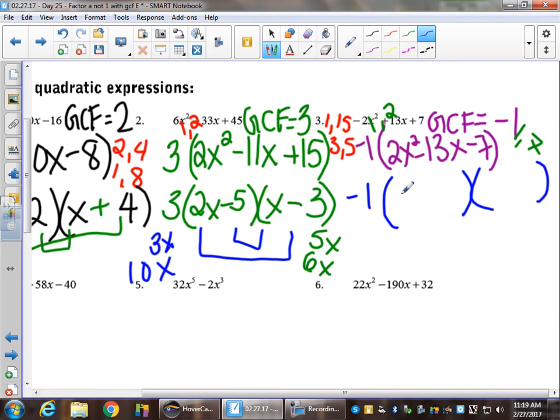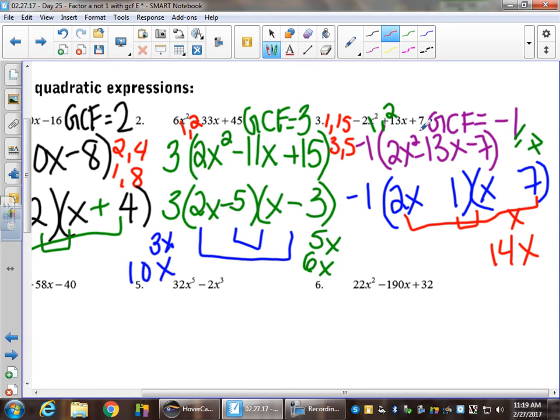What goes here? 2x. Here? X. And we only have one option for a factor. We have 1 and 7. Where do you want to put the 1? Where do you want to put the 7? 1 first? So that gives us 1x and 14x. Can that be combined to get to 13? Yes. Which one has to be negative? Which one has to be positive? The 1 has to be positive and the 14 has to be negative, which means we have to do x minus 7.